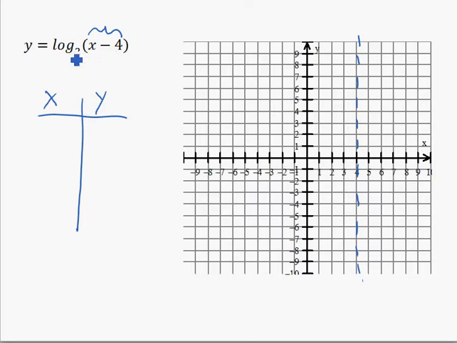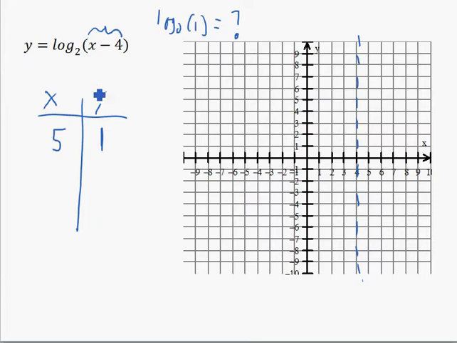Log base 2 of 1 equals something. It says 2 to what power is 1? That's what logs mean. So 2 to the 0 power is 1. When the inside is 1, that happens when x is 5. The output should be 0.